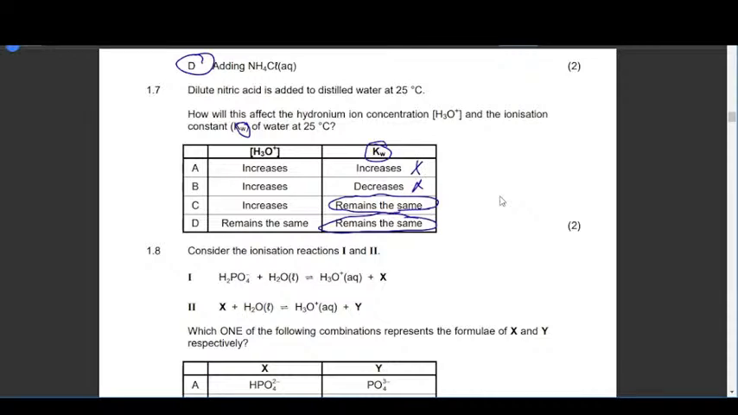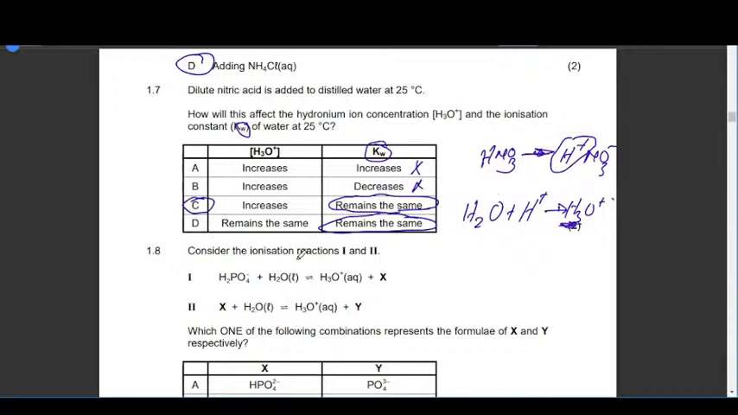But now, when you add dilute nitric acid, remember, it is a strong acid. When it ionizes, it will give you hydrogen ions plus nitrate ions. Because it is dilute, it's going to react with water to form the hydronium ions. So it means that the hydronium ion concentration will increase. When it increases, the Kw will remain the same. So this one becomes the most correct answer.